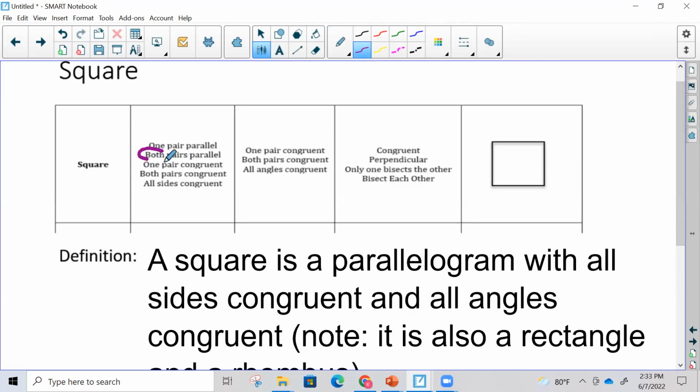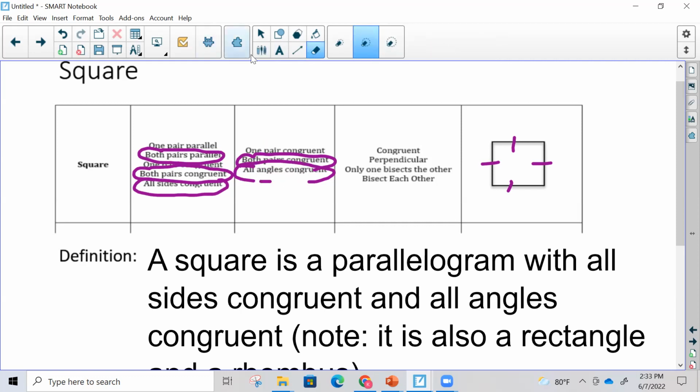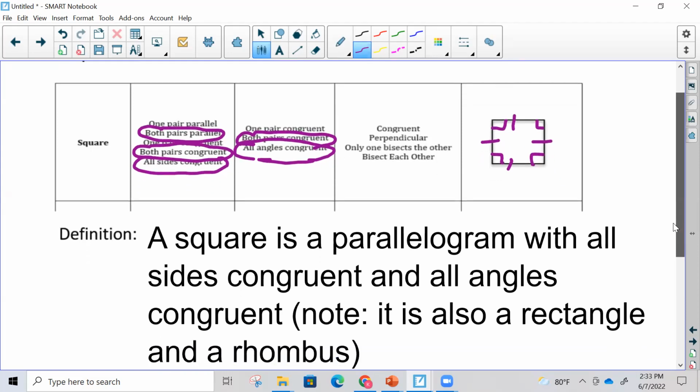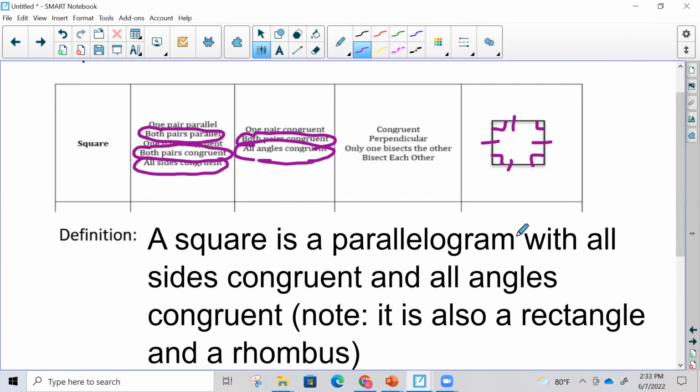So anything that's true for a rhombus, a rectangle, or a parallelogram is true for a square. So we know that both pairs of opposite sides are parallel. We know both pairs of opposite sides are congruent, and we know that all sides are congruent because that's the definition. Okay. We know that both pairs of opposite angles are congruent, and we know that all the angles are congruent. Okay, so again, all the angles are 90 degrees. So I could have also said a parallelogram with all sides congruent and 4 right angles.